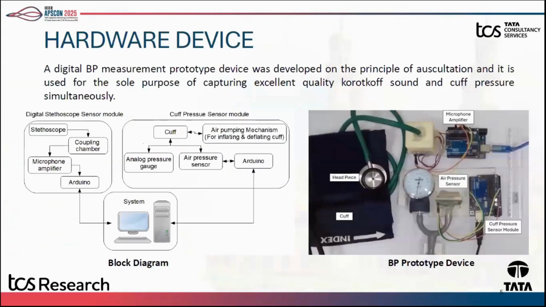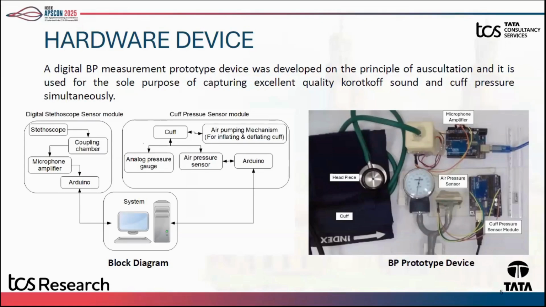So this is the hardware device. On the left hand, you can see the block diagram. On the right side is the prototype device. So it is made from simple basic components you can find in any lab. This was developed on the principle of auscultation, and the sole purpose was just to capture good quality digital Korotkoff sound and cuff pressure simultaneously. So we have used two Arduinos basically to capture the signal from the sensors and send it to this system. So I'll explain both the modules.